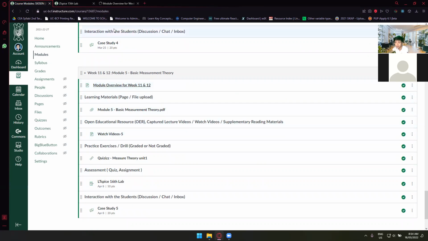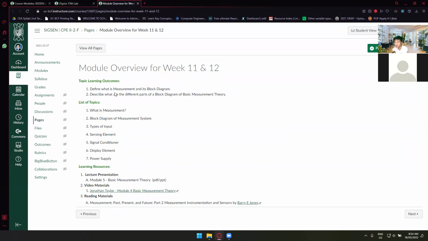So let's go over to the overview first before the module and then activities. So in here, we'll define what is measurement and its block diagram. And then we'll also describe what are the different parts of a block diagram of the basic measurement theory. Okay, so here are the topics. What is a measurement, a block diagram of the measurement system, and then the different parts of it, like the types of input, sensing element, signal conditioner, display element, and then of course the power supply. Okay, so we only have one module for this last week, week 11 and 12.